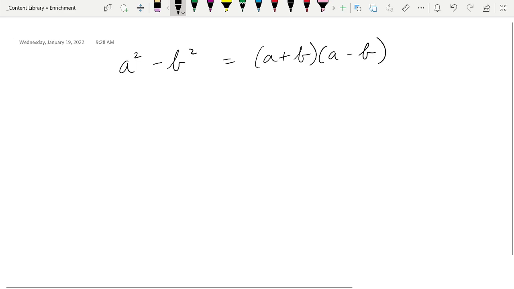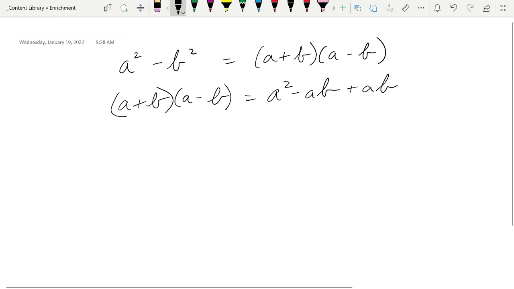Why does that work? Well, it works because if you go back and multiply this, if you FOIL a plus b times a minus b, you get first times first. Outside times outside is minus a times b, which is minus ab. Inside times inside is b times a, which is the same as a times b. And last times last is minus b squared. And notice those middle terms cancel.